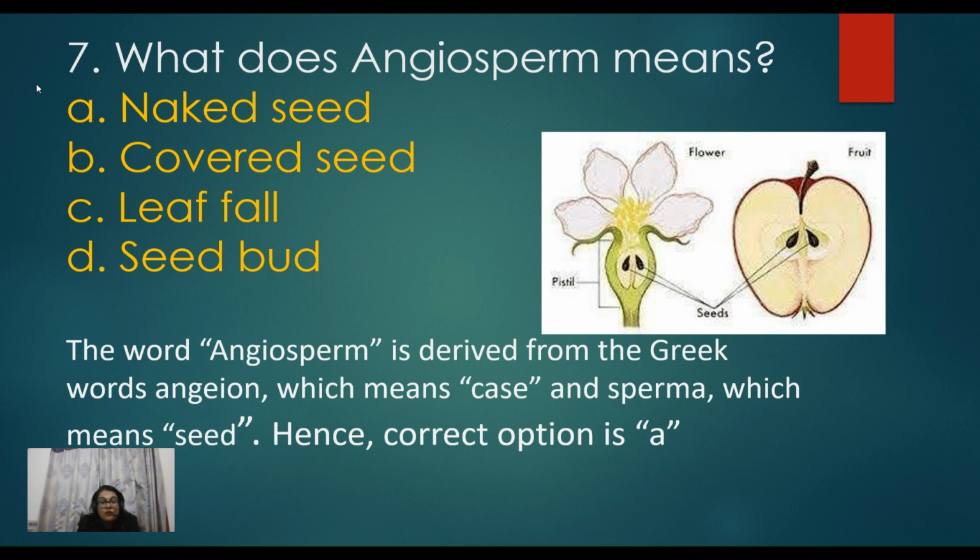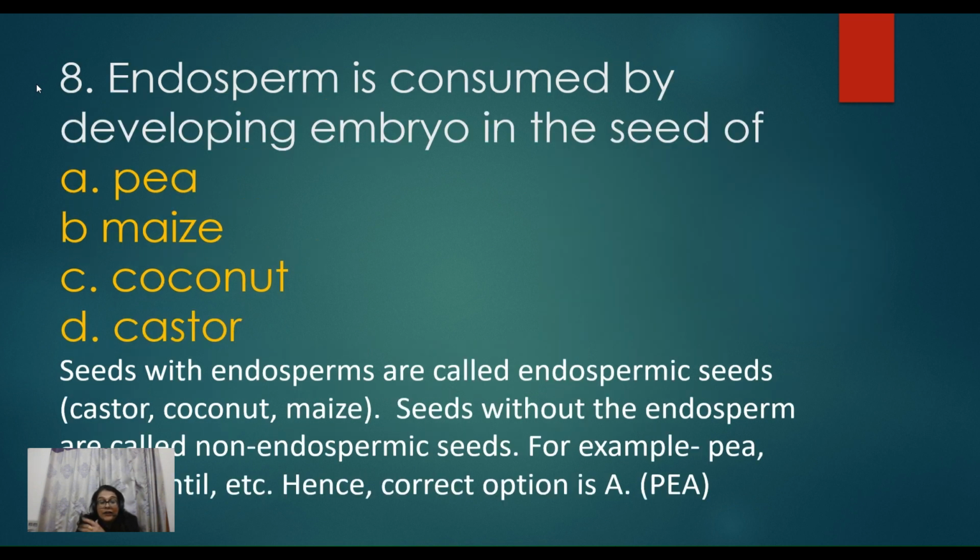Okay, so let's move to the next question. Now, endosperm is consumed by the developing embryo in the seed of, right? If the endosperm is consumed, that means it is a non-endospermic seed. And we know that mostly in the monocots we have endospermic seeds, and castor is a dicot, but still it is an endospermic seed, right? Seeds with endosperm are called endospermic seeds. So maize, coconut, and castor are all endospermic seeds. So the only option left is the non-endospermic seed here, right? So the correct option will be A.